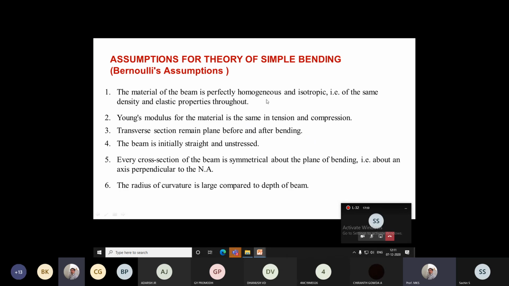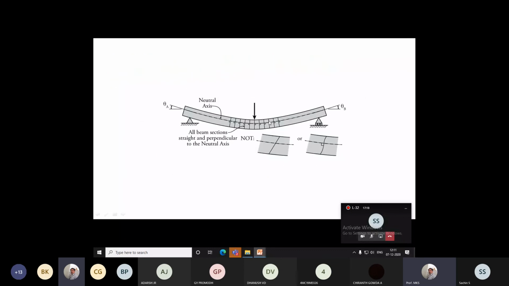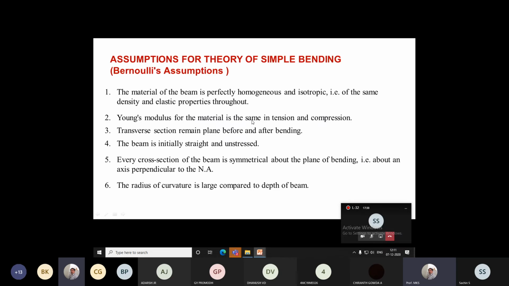Second assumption, since it is homogeneous, we know that there is a Young's modulus for a material, it is a material property. So it remains the same whether the beam undergoes tension, sags or hogs. The Young's modulus of the material will not change. Whether it is the top surface, which is in compression, or the bottom surface, which is in tension, the Young's modulus will remain the same. So that is the second assumption.